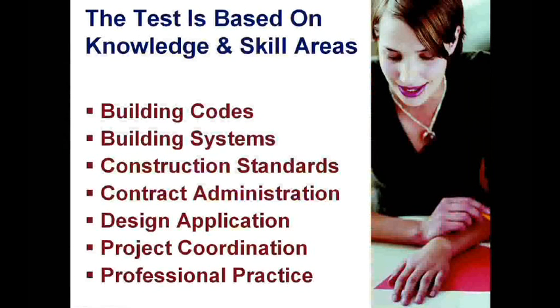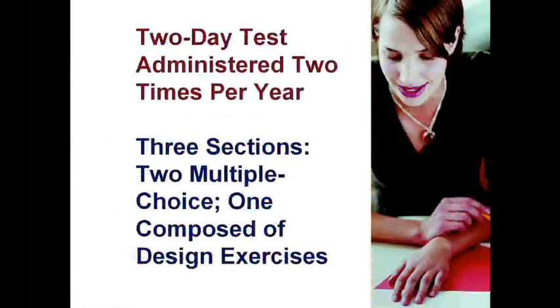Okay, so the test is based on knowledge and skill areas in the following categories: building codes, building systems, construction standards, contract administration, design application, project coordination, and professional practice. The exam is 2 days, is administered twice a year, and it is in 3 sections. We have 2 multiple choice sections that happen on the first day, and 1 day of design exercises on the second.